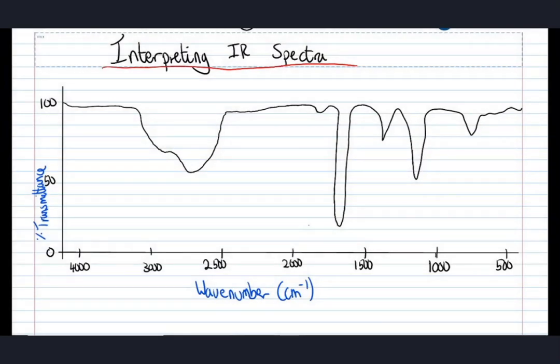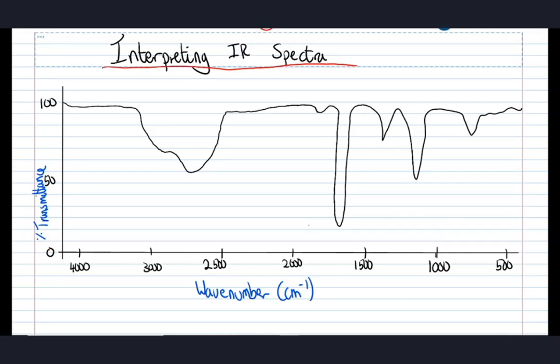Hello there. In today's video we're going to be having a look at interpreting infrared spectra. Now, infrared spectra arise when molecules' bonds have radiation fired at them, and this infrared radiation causes a change in vibrational energy, and that's what we measure on our spectrum. It's the transmittance of that radiation through.